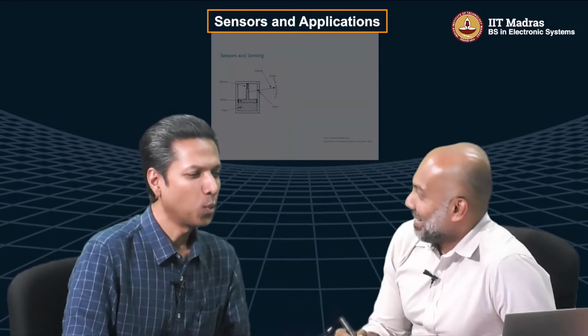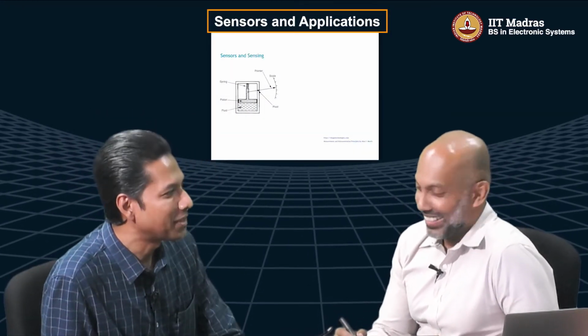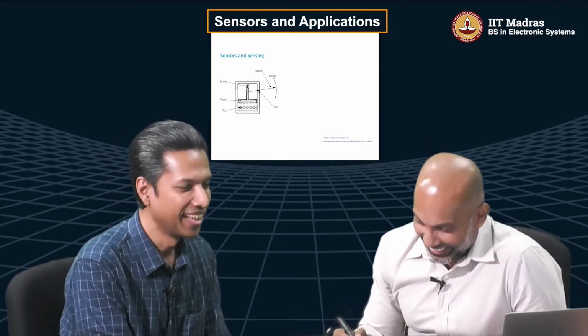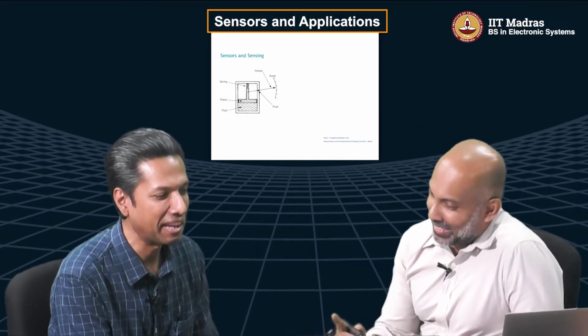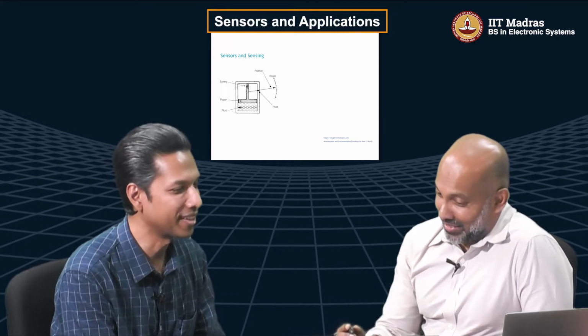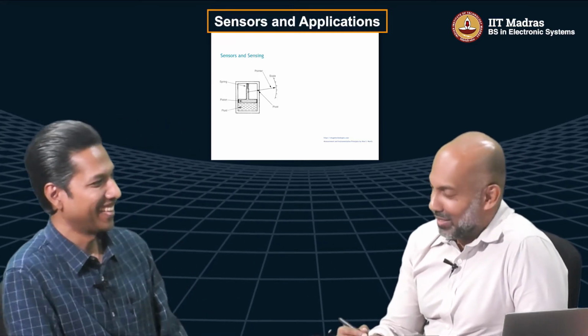What is this? You are some primitive device. I see a piston, spring, and a piston winder. It's a primitive device, but it's a smart device.